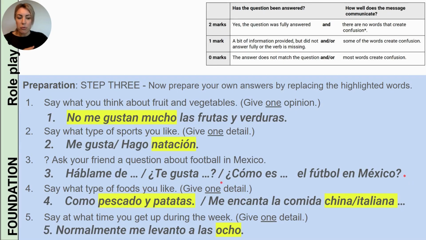So this is done for you, basically number 3. The last one, just say what foods you like, or maybe you can add something like me encanta la comida, and then the nationality. So this is I love Italian food. I love Chinese food. So you can go for this option if you prefer. And then the last one, just say a different time of the day. You might pause the video now, work on your answers, write them down, okay? And then come back to me and I will ask you the questions.